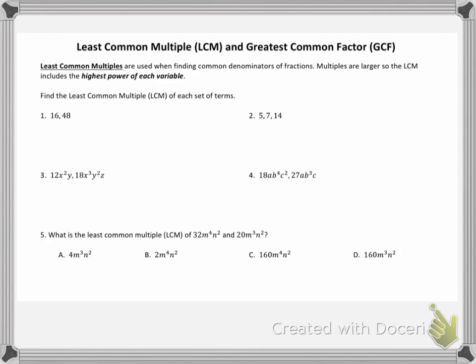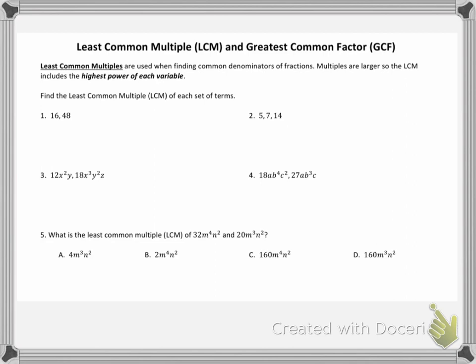We're going to continue with our work in Unit 9, which is going to discuss how to find the least common multiple and greatest common factor of different terms. You're going to see that these two concepts are pretty similar to each other. We're going to start off with talking about how to find the least common multiple, aka the LCM, and then we'll take a look at how to find the greatest common factor, aka the GCF.